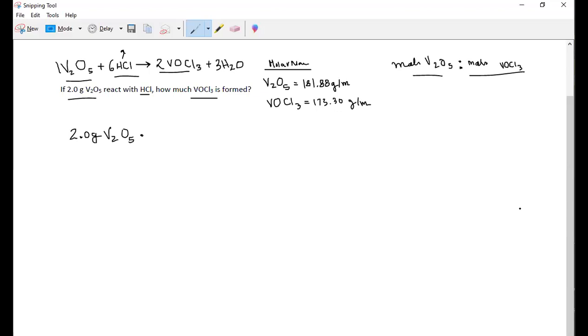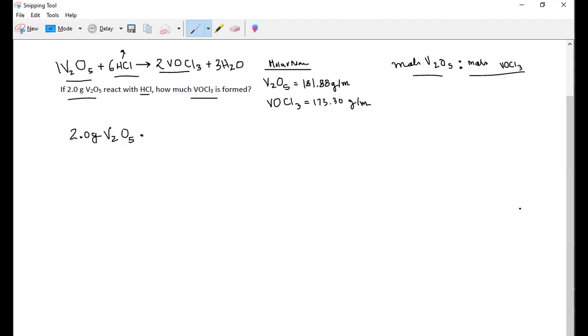It's sort of imposed, it's brought its own condition. It's saying, okay, you have 2 grams of V2O5. How much VOCl3 is formed? So, we know that in the chemical reaction, 1 mole of V2O5 results in 2 moles of VOCl3.